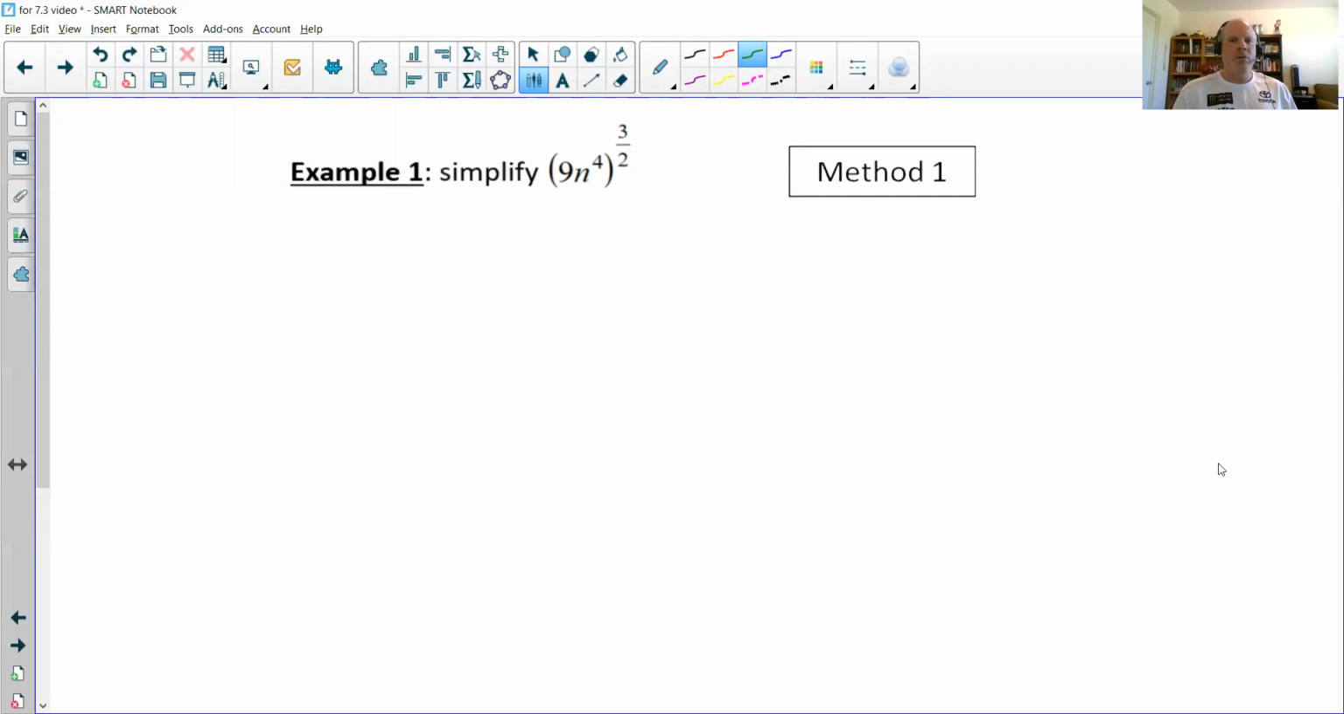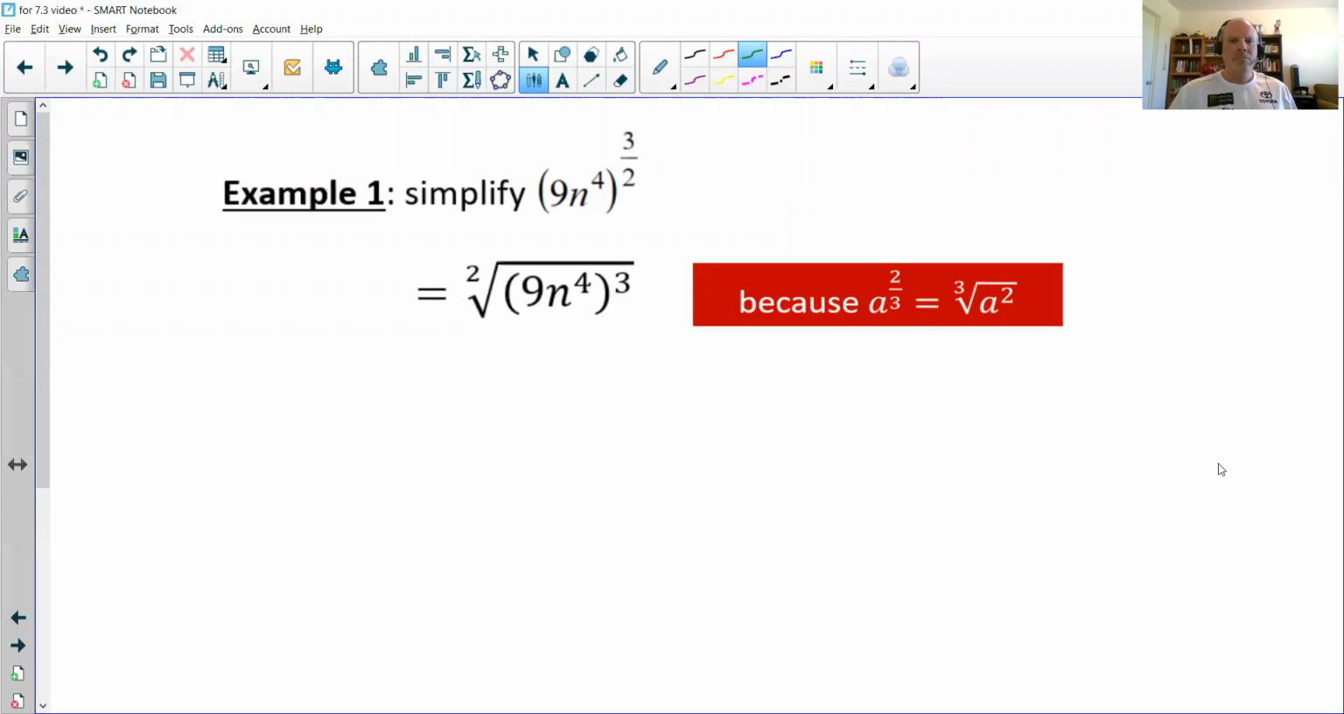So the first thing that we'll do is rewrite this as a radical. I'll take the denominator of my fractional exponent and make that the index of my radical. The numerator of the fractional exponent stays with the quantity.